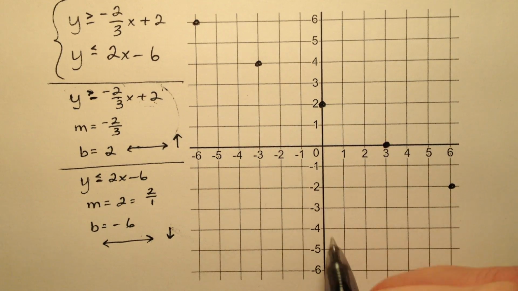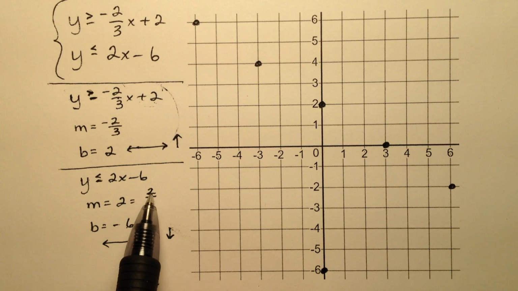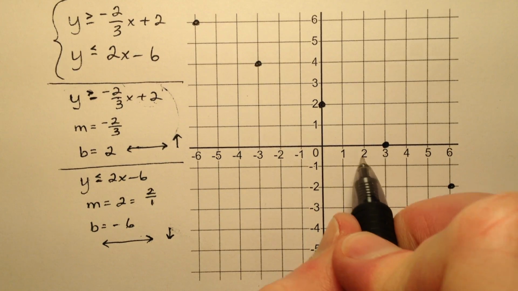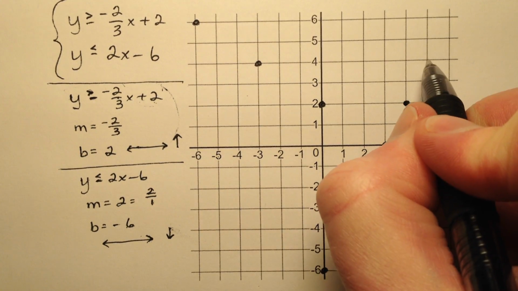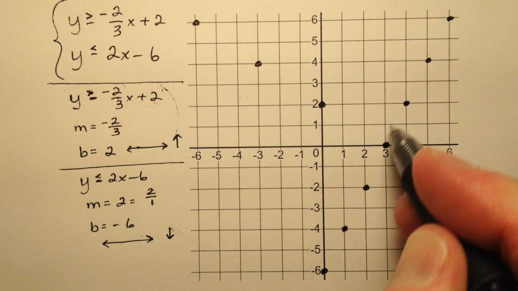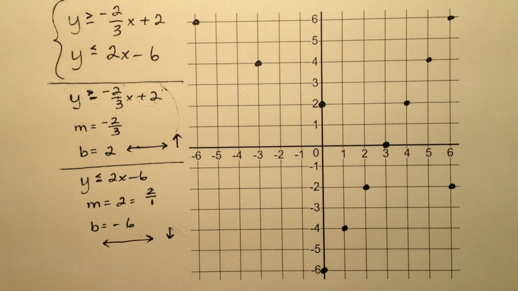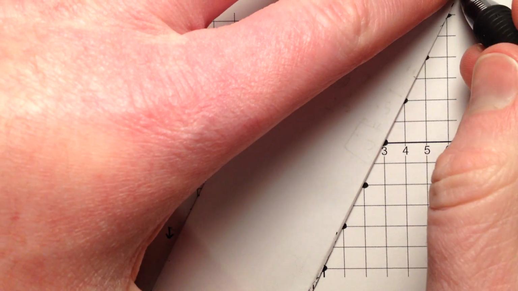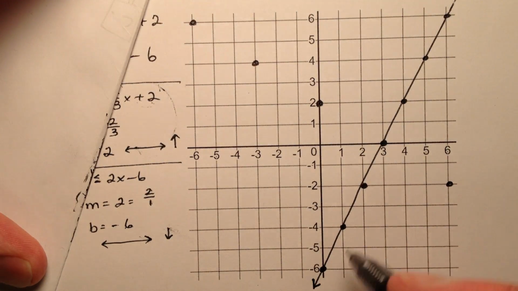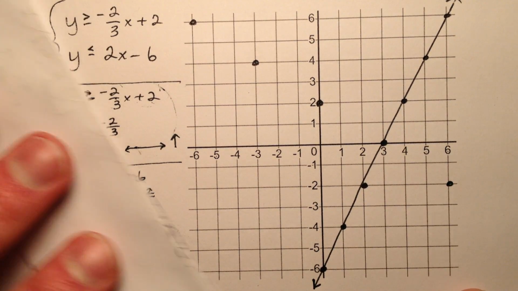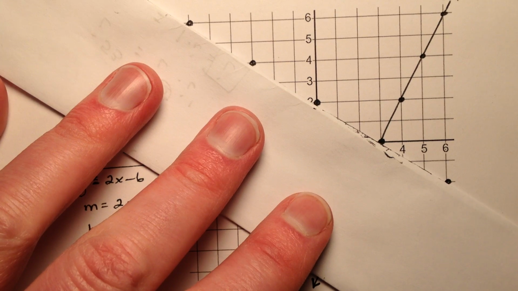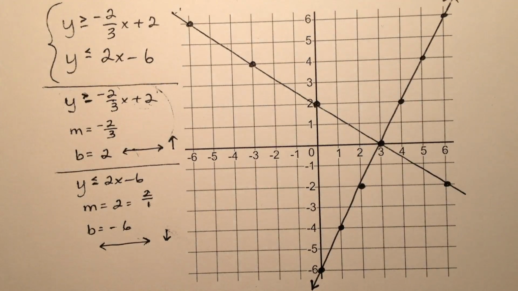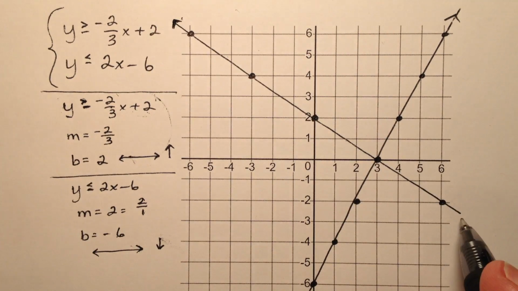Okay, the other line starts at negative 6, and it has a slope of positive 2 over 1. So up 2 over 1, up 2 over 1. We have that point already. We'll just do a few more points here. Okay, and this also is going to be a solid line. So let's go ahead and grab our straight edge now. I'll do this line first. Okay, and then let's go ahead and connect the dots for this other line that we have. Okay, put little arrows on the end.